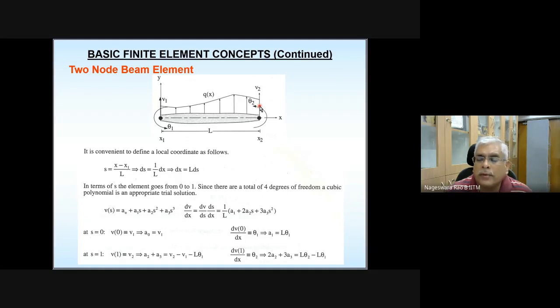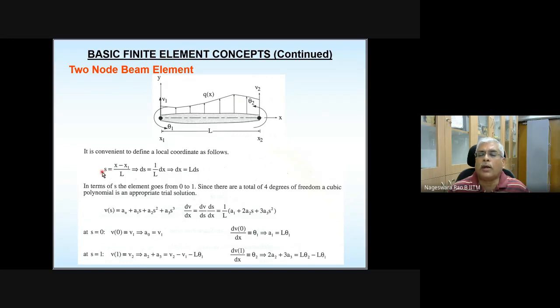A similar kind of mapping we are also going to do for this beam element, but instead of going from -1 to 1, here we are going to map it to a parent element which goes from S is equal to 0 to S is equal to 1. So this entire beam element we are going to map onto a parent element of length 1 unit. So what is that mapping relation? That mapping relation is given by this one.